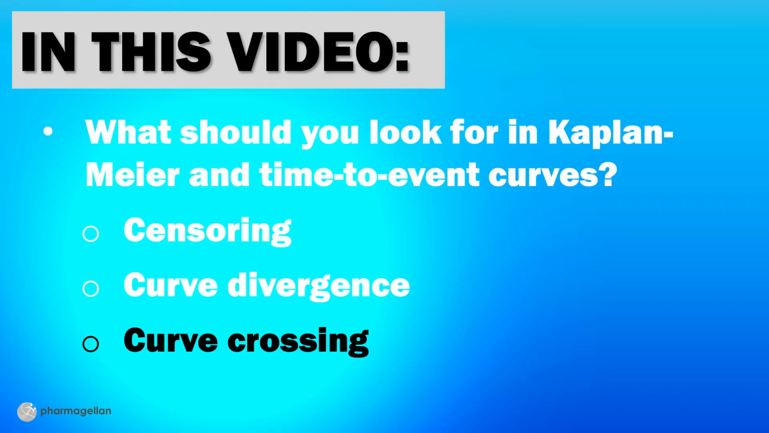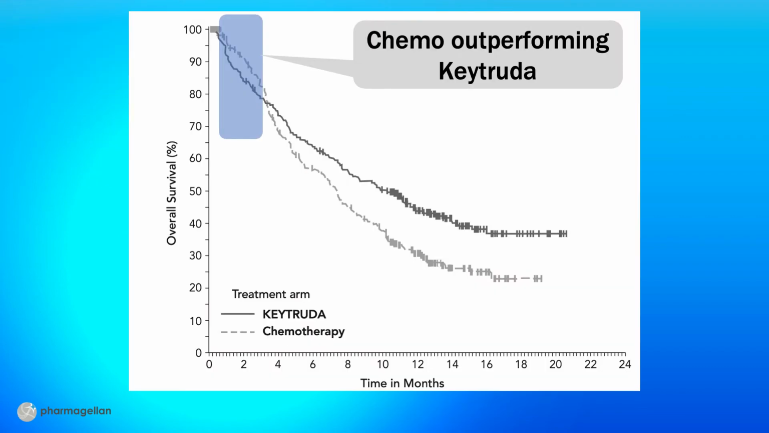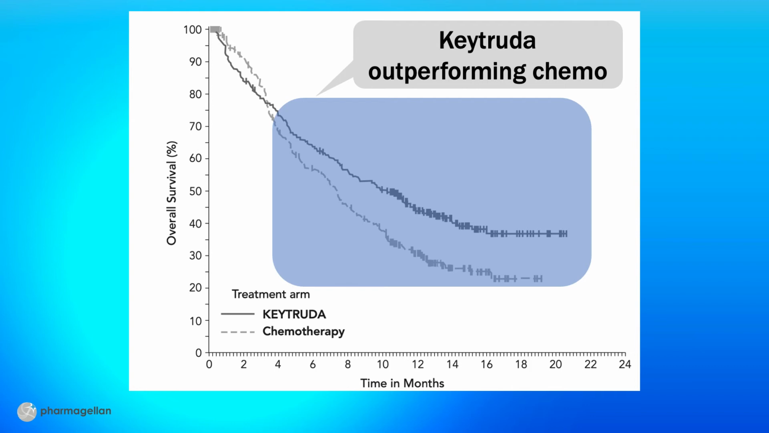Okay, so we've talked about censoring and curve divergence, so now let's discuss the third thing you should note in time-to-event figures, which is curve crossing. To do that, let's go back to the figure from Keynote 45. Before 4 months, the chemo group seems to be doing better than the Keytruda group. But then the curves cross, and after that point, Keytruda outperforms chemo.